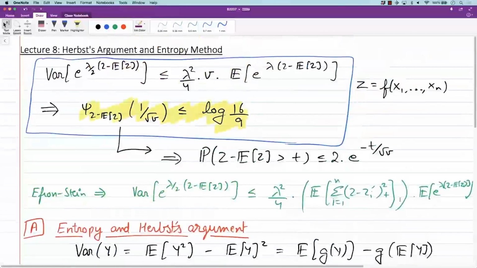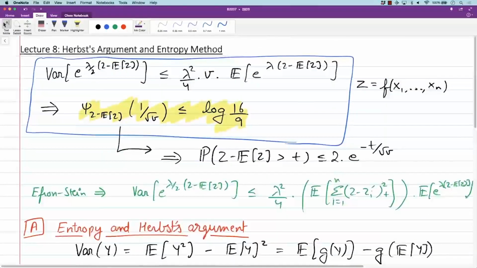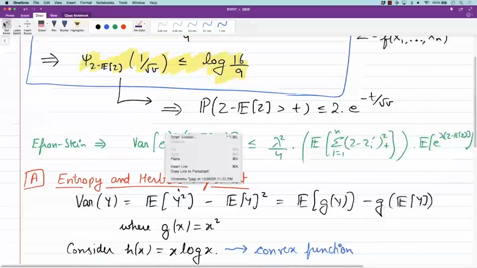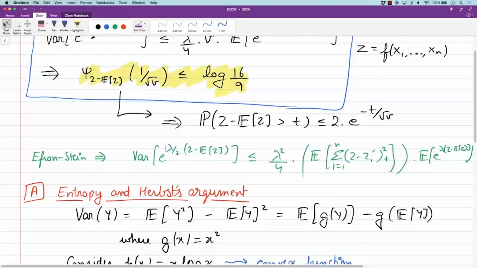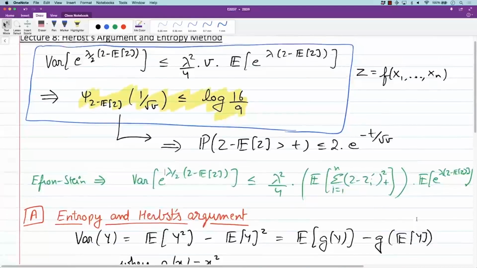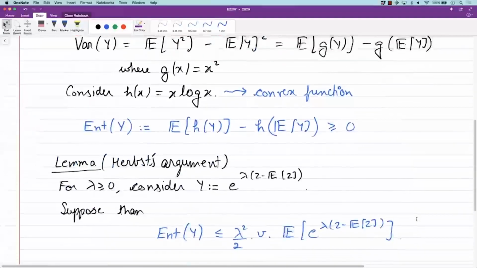Note that this condition is very similar to what we had before, that the variance was less than this. We were looking at the variance of the random variable Y with a factor half here. So you can actually think of this function g as x and square root x, if you like. That would also look similar.